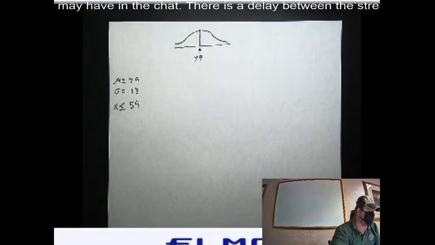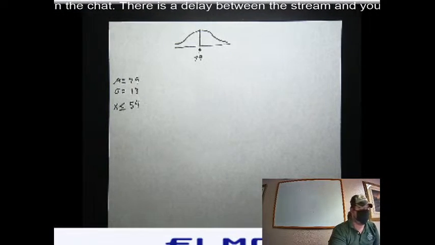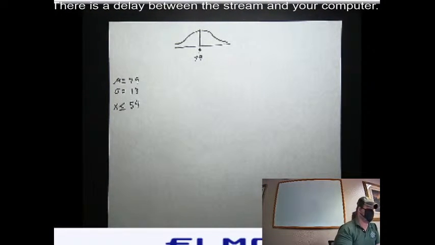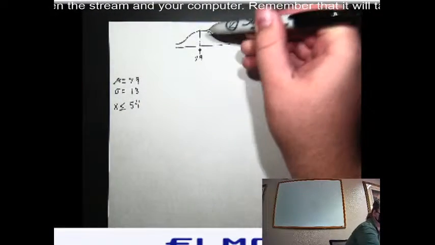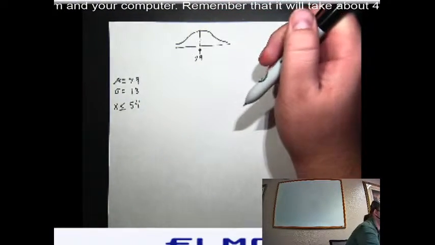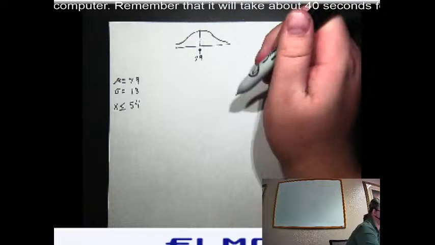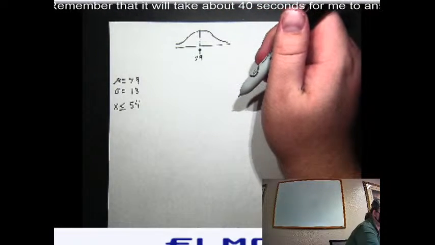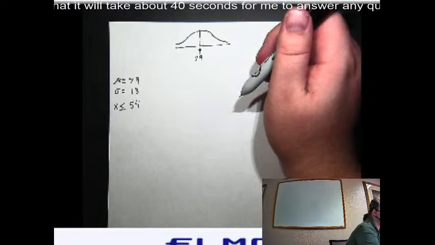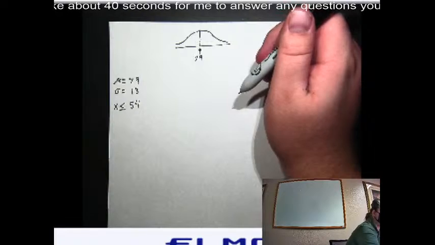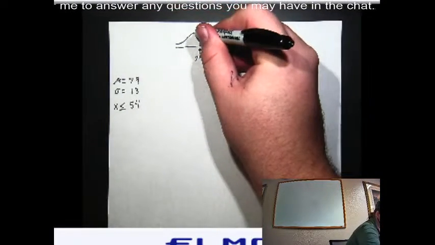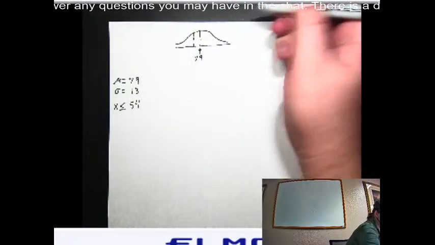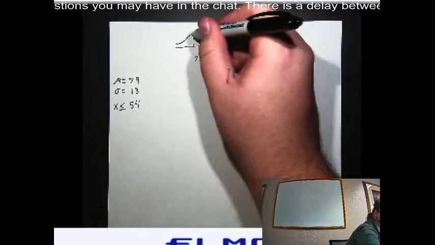Okay, well again, let's think about it. In our previous examples, our x, the number that we're looking at, was above our mean, which meant that we had really high probabilities. In fact, we had positive z-scores. This one, 54, is below our mean.